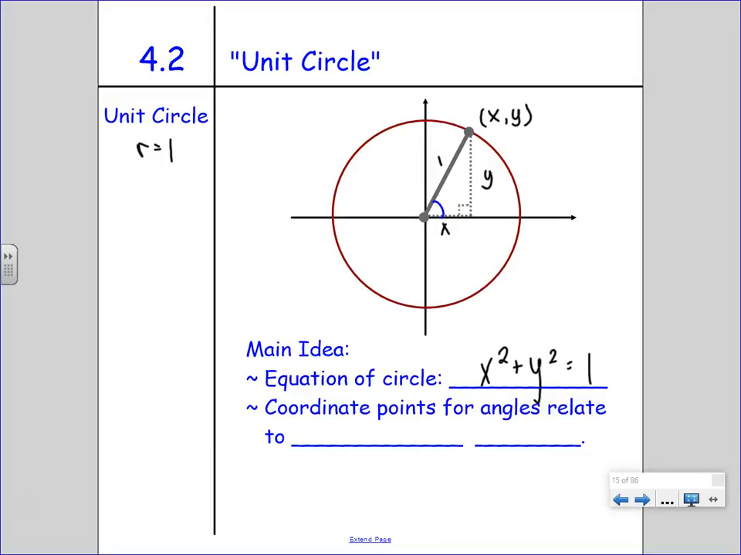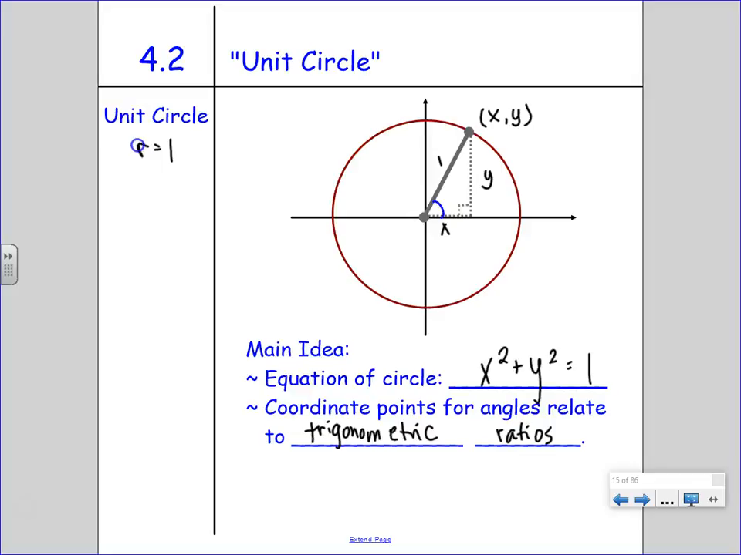Because within this circle are infinitely many little right triangles, and as you extend, all of their relationships are the same even though all of them have different x's and y's. And these coordinate points can relate to trigonometric ratios. That should be an O. That doesn't even look like an O. Trigonometric ratios. And we'll talk more about those ratios in another section when we're talking more about triangles.